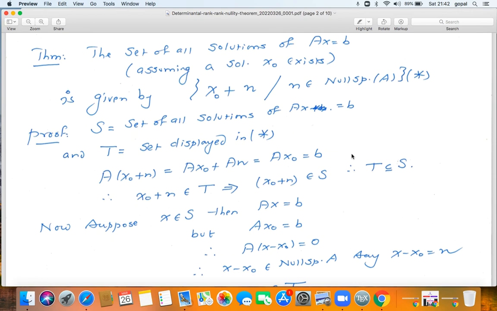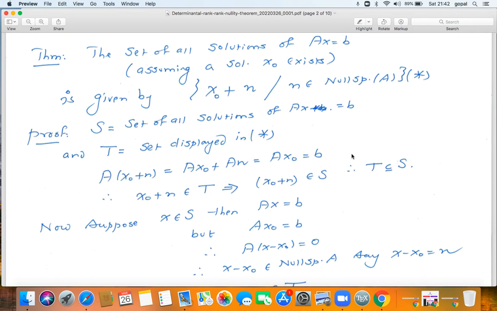So let us take an element of T and see whether that satisfies the equation. A of x0 plus n is Ax0 plus An, but n is in the null space, so An is 0. So that goes away. So you get Ax0, and Ax0 is B, because x0 by definition is a solution. So certainly x0 plus n is also a solution. So x0 plus n belongs to T implies x0 plus n belongs to S. So T is a subset of S.